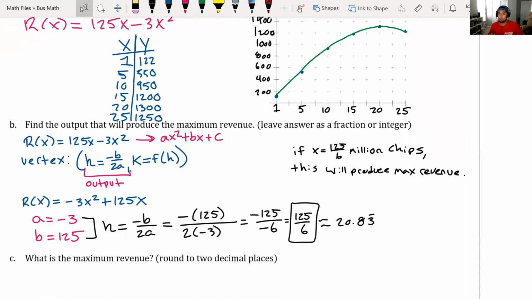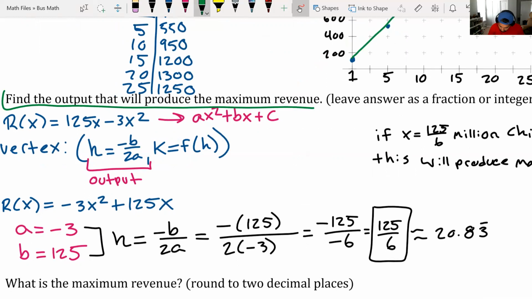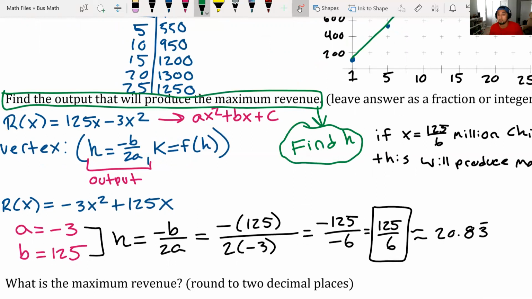So to go over it again, if you see the words, find the output that will produce the maximum revenue, all that means is find H. That's all that means. Find H from the vertex.